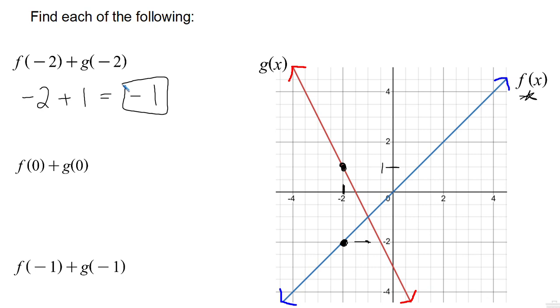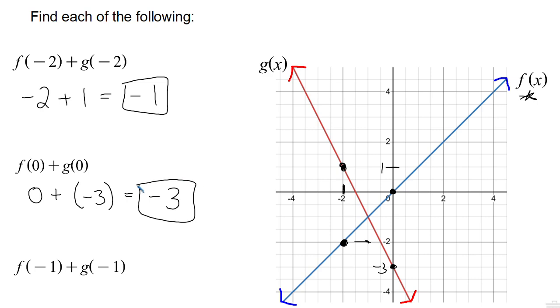To find f of 0 plus g of 0, we just need to find f of 0, the y value there, when x is 0 on f of x is 0, and add to that g of 0. Well, g of x's value at 0 is negative 3. So we'll do 0 plus negative 3. Remember that plus a negative is like a minus, so 0 minus 3 is negative 3.